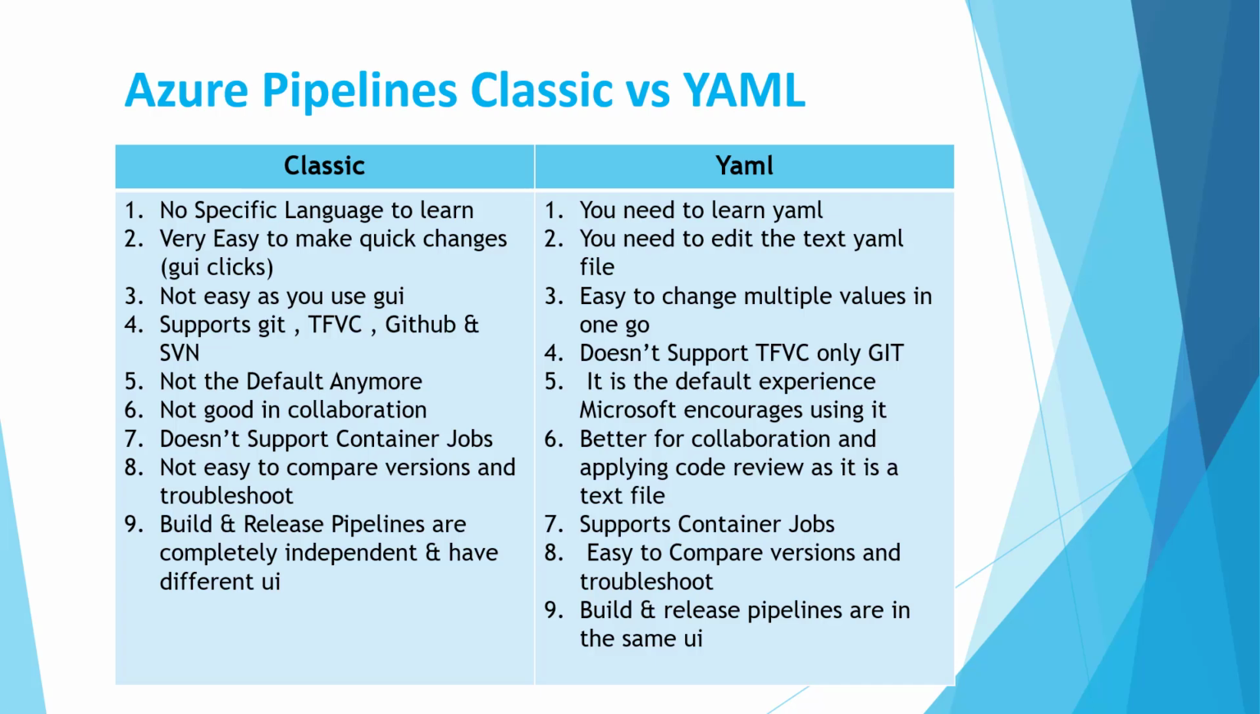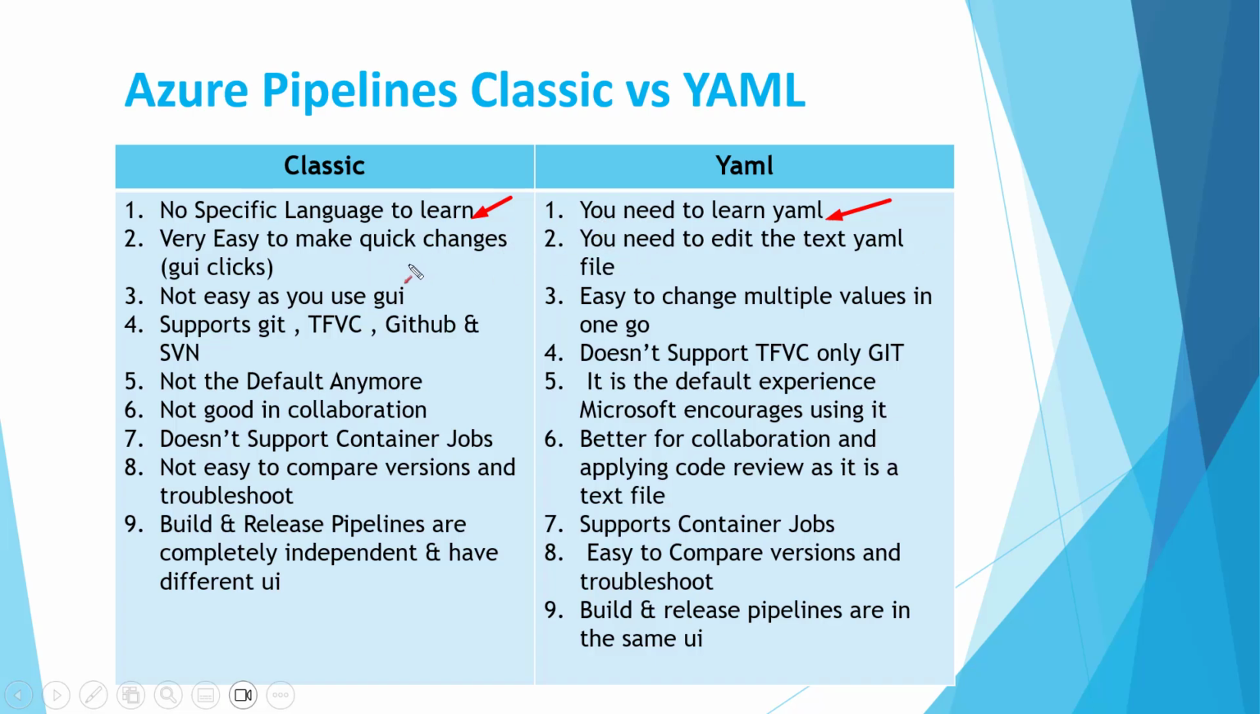So let's start talking about the first difference. Before using the YAML pipelines, you should know how to write a YAML file. So you should know the syntax of the YAML files. You should learn it. But in classic pipelines, you don't need to know any specific language. It's only a GUI editor, a couple of clicks, and then the pipeline works. So that's the first difference.